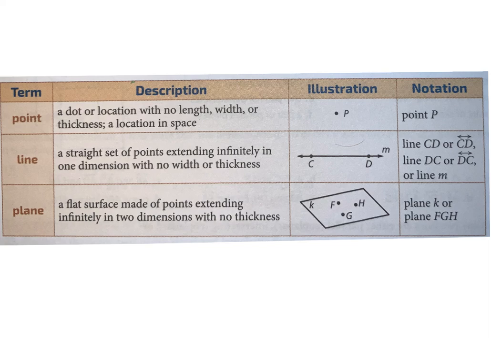A point is a dot or location with no length, no width, no thickness. It is just a location in space, okay? A point is a location in space.